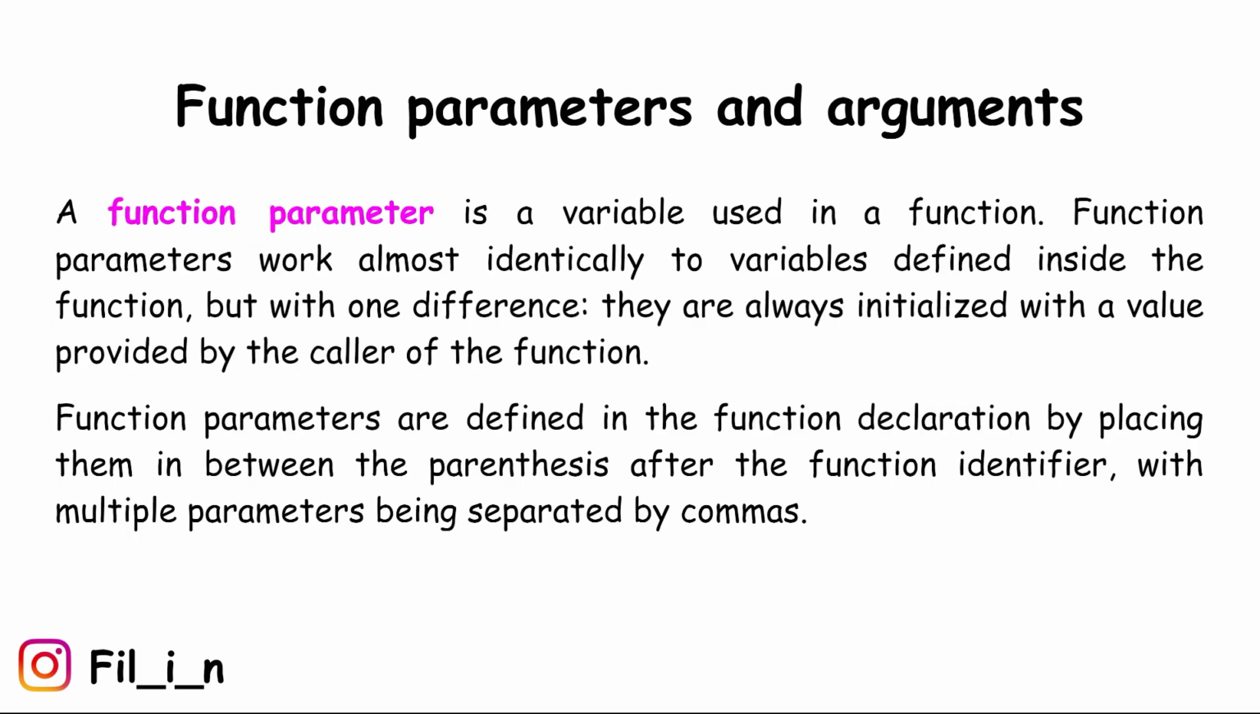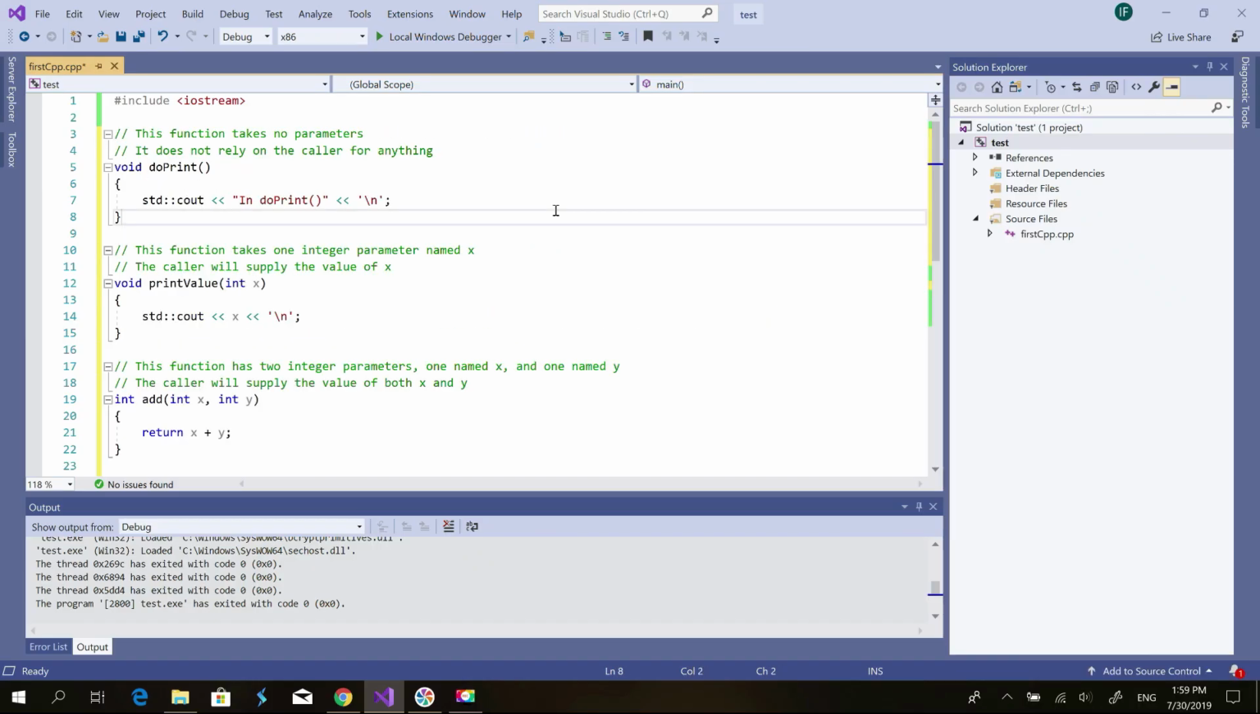A function parameter is a variable used in a function. Function parameters work almost identically to variables defined inside the function, but with one difference: they are always initialized with a value provided by the caller of the function. Function parameters are defined in the function declaration by placing them in between the parentheses after the function identifier, with multiple parameters being separated by commas.